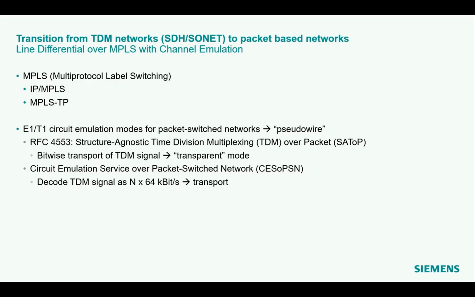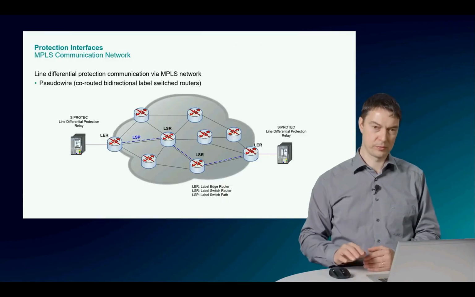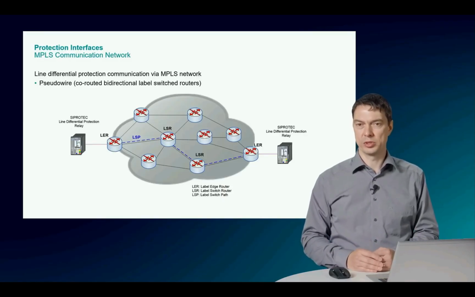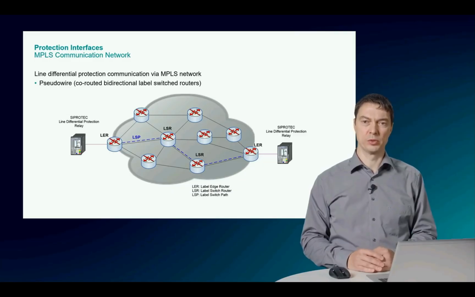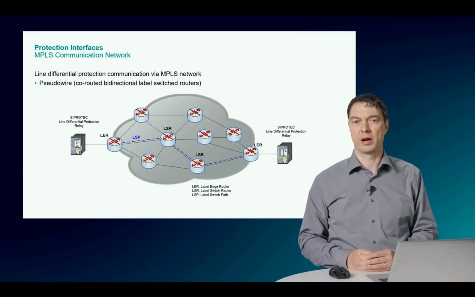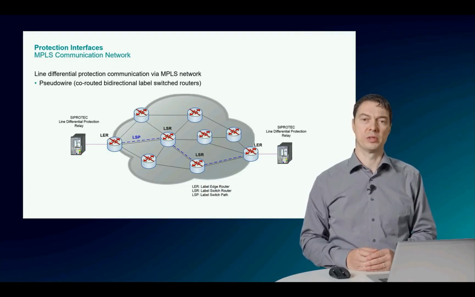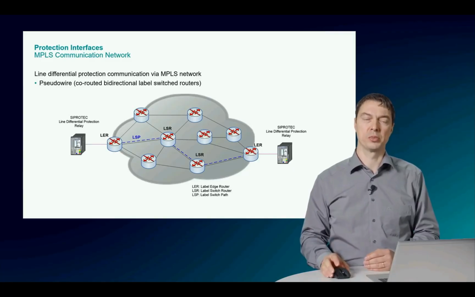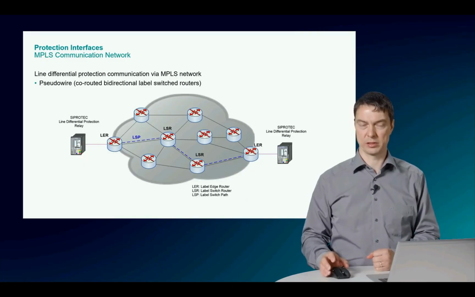And the second one is the so-called CESoPSN, which stands for Circuit Emulation Service over Packet Switched Networks. Here the TDM signal is decoded and transmitted. Such a pseudo-wire route needs to be defined in an MPLS network using the network configuration tools. Using the quality of service flag, the time-critical data transfer is realized between the label switched routers. Typically, alternative backup routes can also be defined in case a communication path fails.